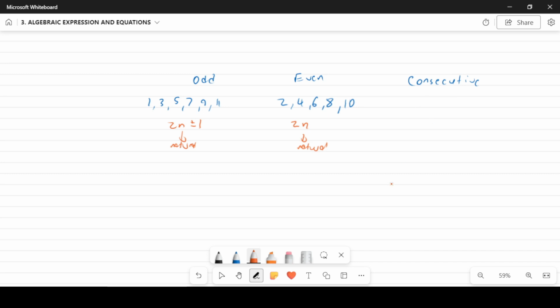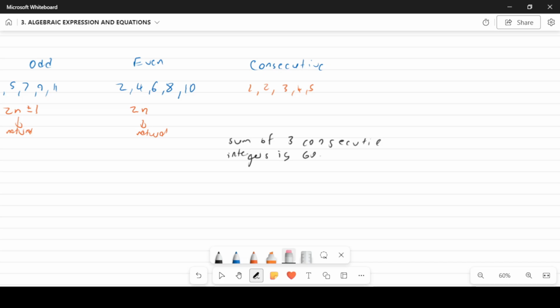Consecutive numbers mean that the numbers lie one after the other. This is the way you think of them: consecutive numbers are numbers that follow each other in order without any gap. You can think of 1, 2, 3, 4, 5 as the first 5 natural numbers because they come directly after one another.